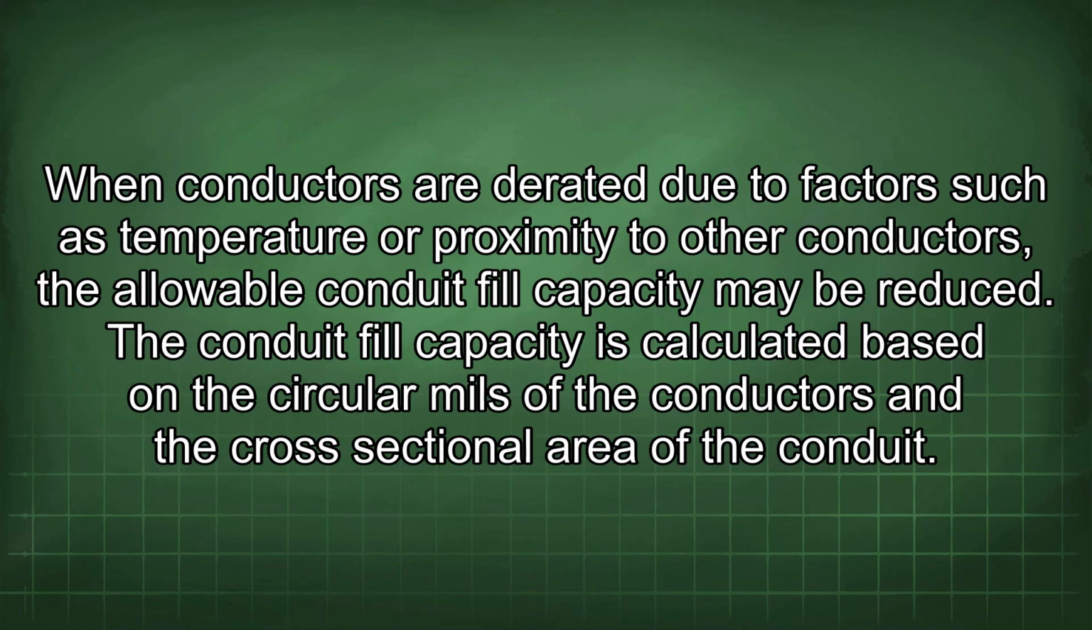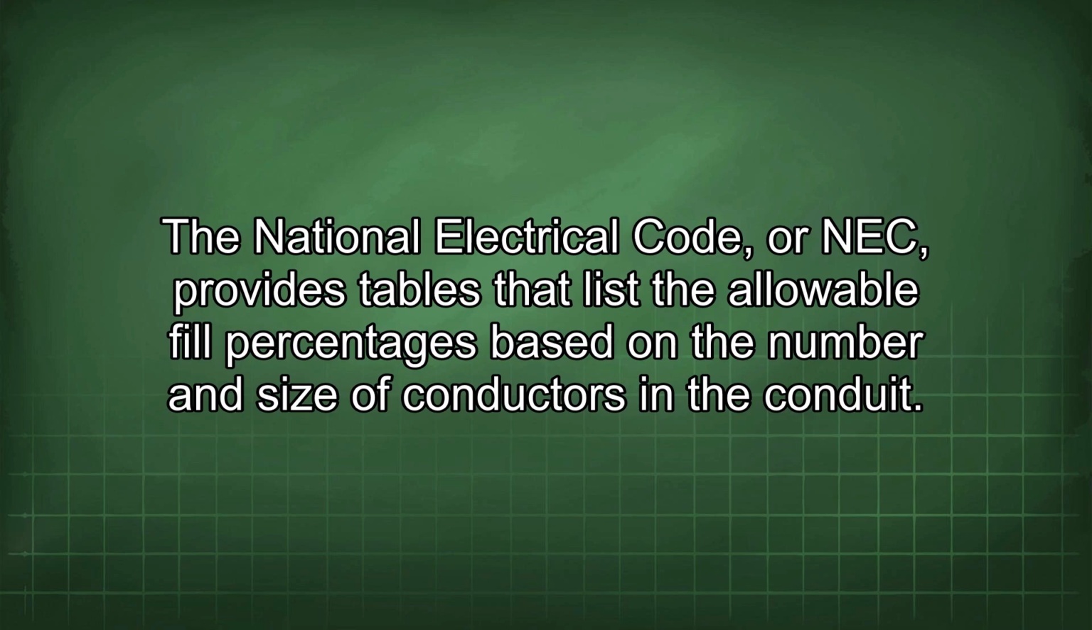When conductors are derated due to factors such as temperature or proximity to other conductors, the allowable conduit fill capacity may be reduced. The conduit fill capacity is calculated based on the circular mills of the conductors and the cross-sectional area of the conduit. The National Electrical Code, or NEC, provides tables that list the allowable fill percentages based on the number and size of conductors in the conduit.